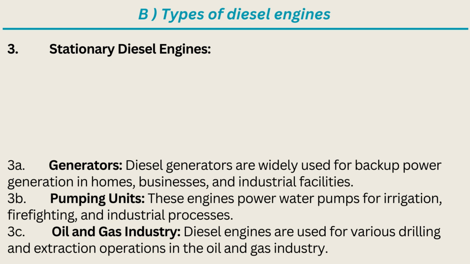3B. Pumping units. These engines power water pumps for irrigation, firefighting, and industrial processes. 3C. Oil and gas industry. Diesel engines are used for various drilling and extraction operations in the oil and gas industry.